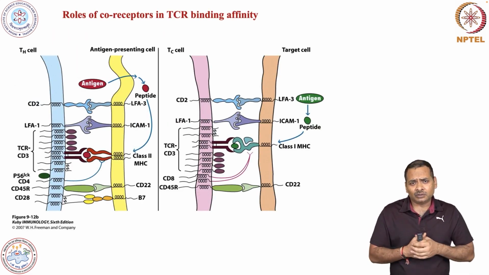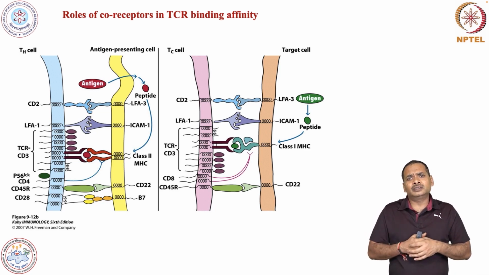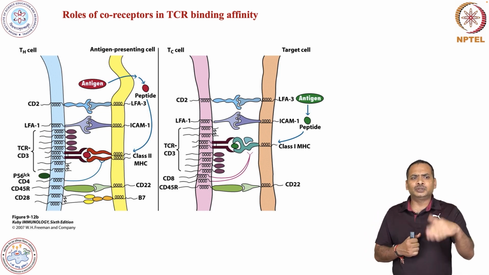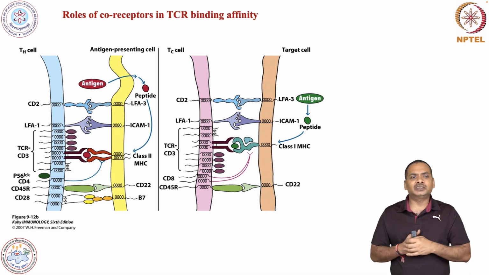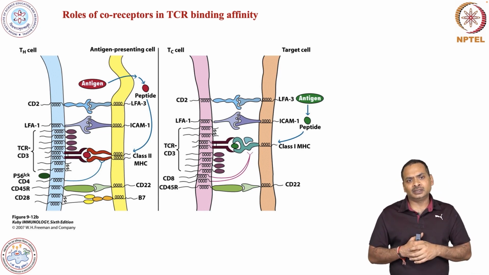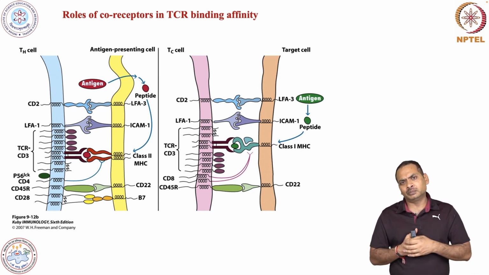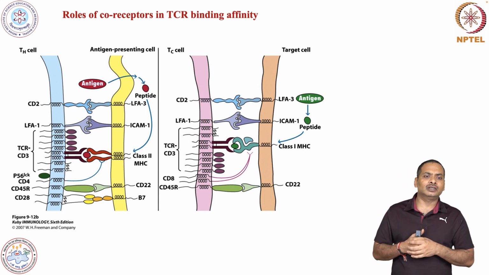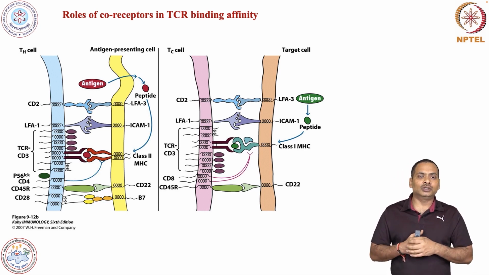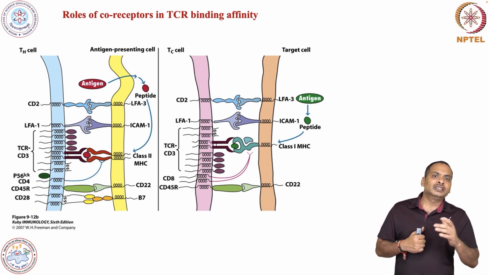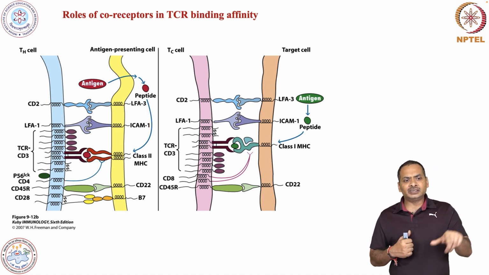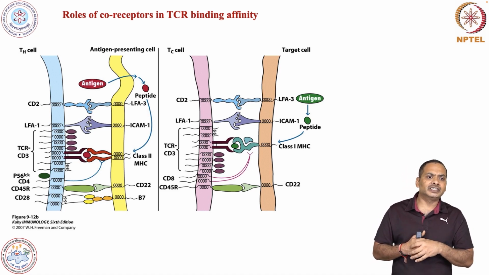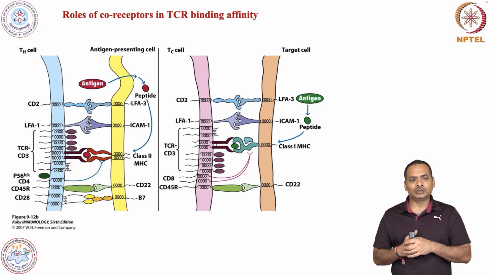Yes, so this picture will explain it more clearly. You can see that there is a T helper cell, and there is an antigen presenting cell. This antigen from outside is taken up by the antigen presenting cell, and it is presented along with MHC class 2 molecule, and this is seen by the TCR and CD3 complex, and this is basically facilitated by the CD4 molecule, okay.